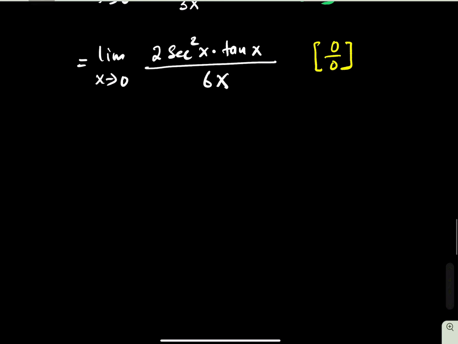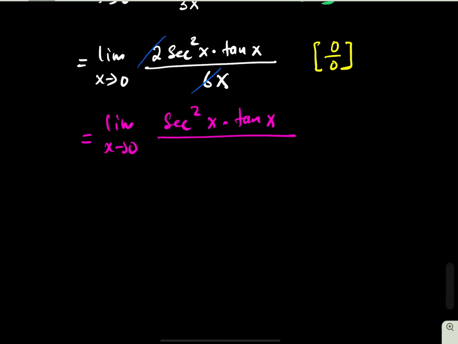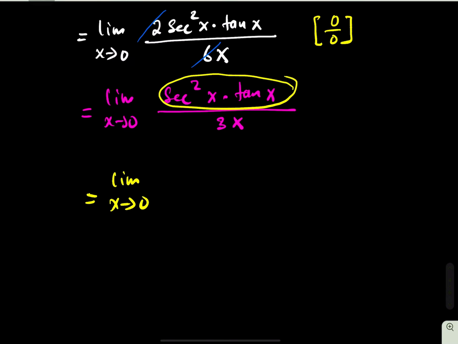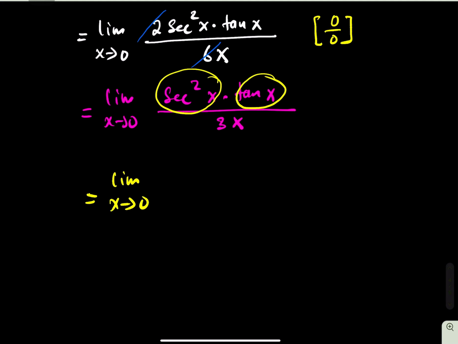So let's do that. But before you even do that, you can see that this 2 is going to cancel with that. So you can say to yourself, now let me just write the limit as x goes to 0 of secant squared of x multiplied by the tangent of x divided by 3x, if you simplify those 2 and your 6 there. So you want to derive, I hope it's the last time, you want to derive the numerator. If you differentiate this one, you're going to use the product rule, because these are two functions multiplying each other, so it's a product rule.